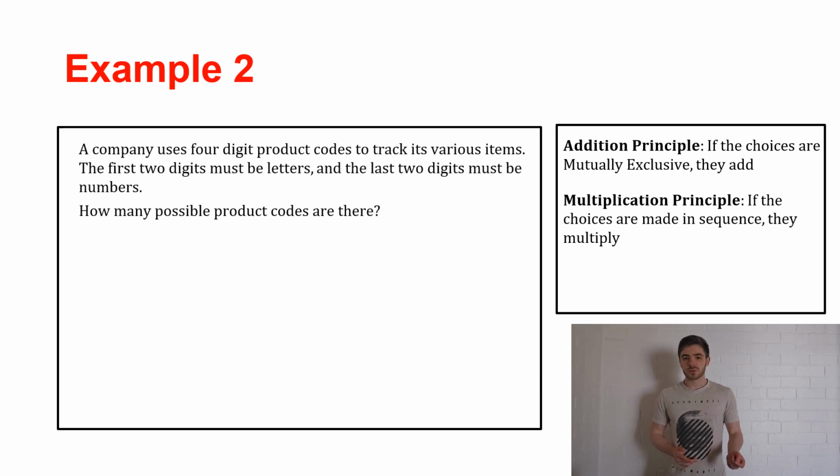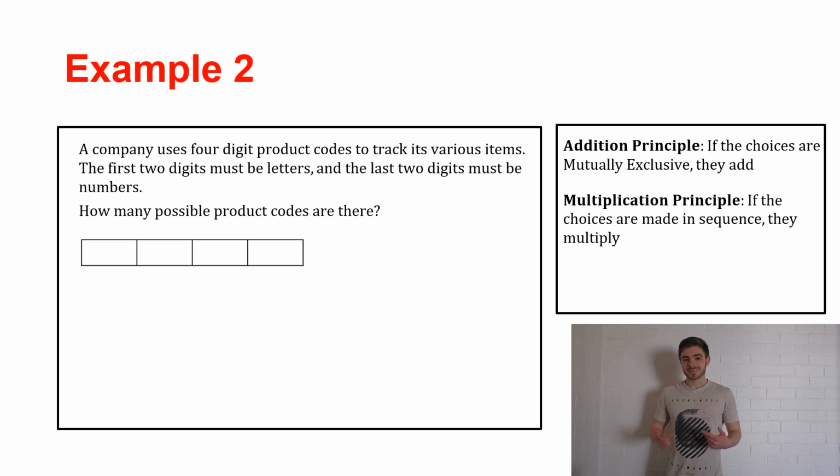A company uses 4-digit product codes to track its various items. The first 2 digits must be letters, and the last 2 digits must be numbers. How many possible product codes are there? This is an example of choices made in sequence.